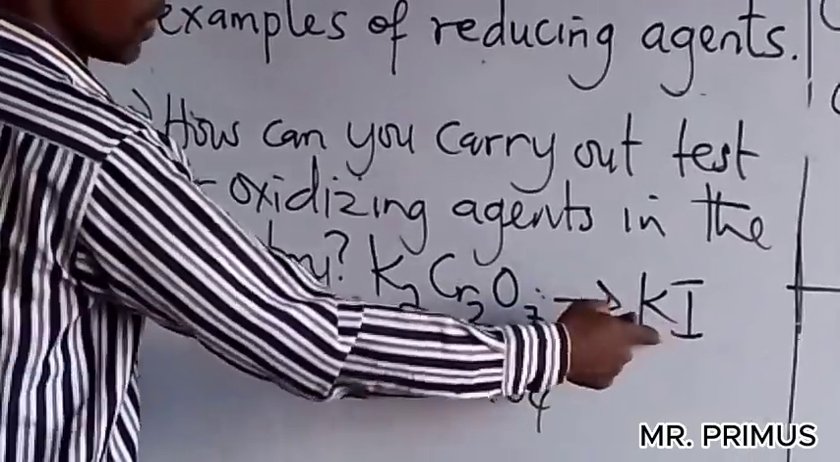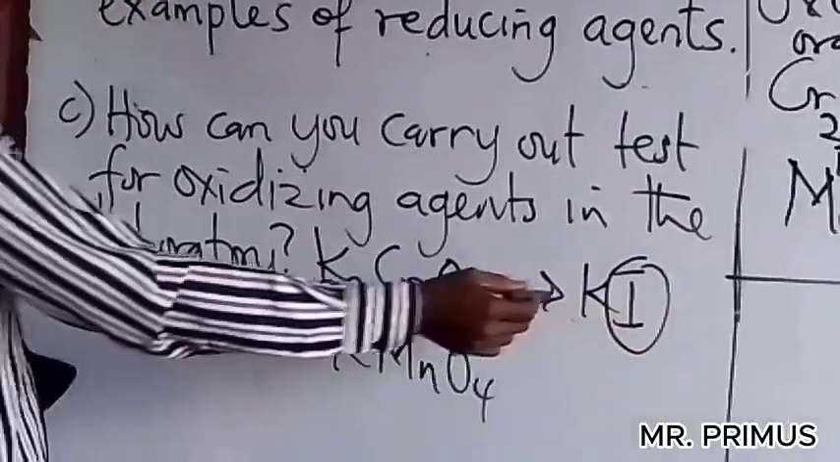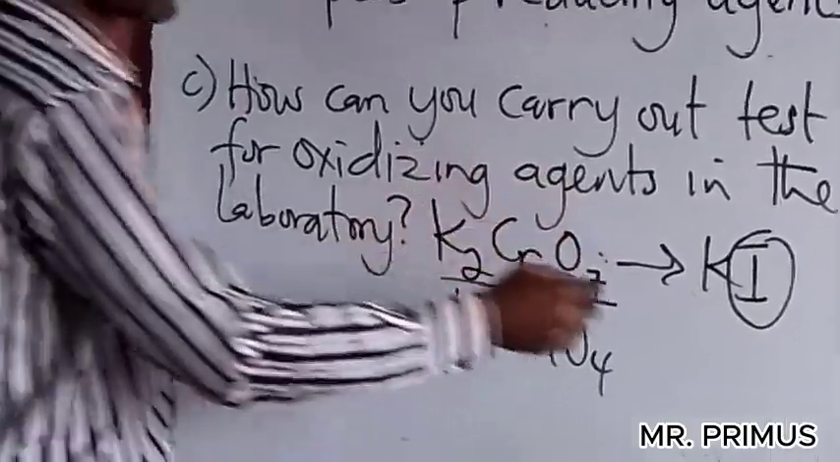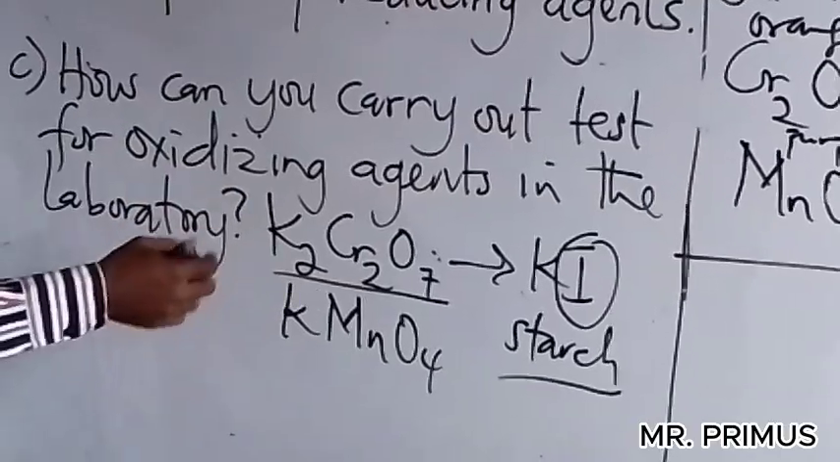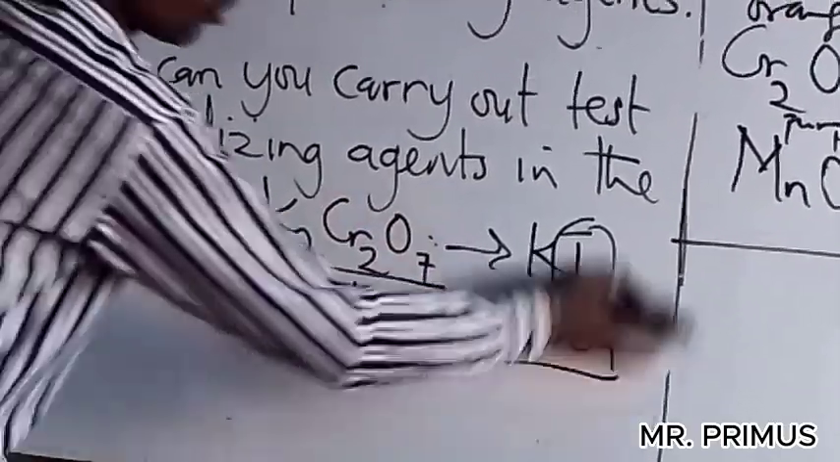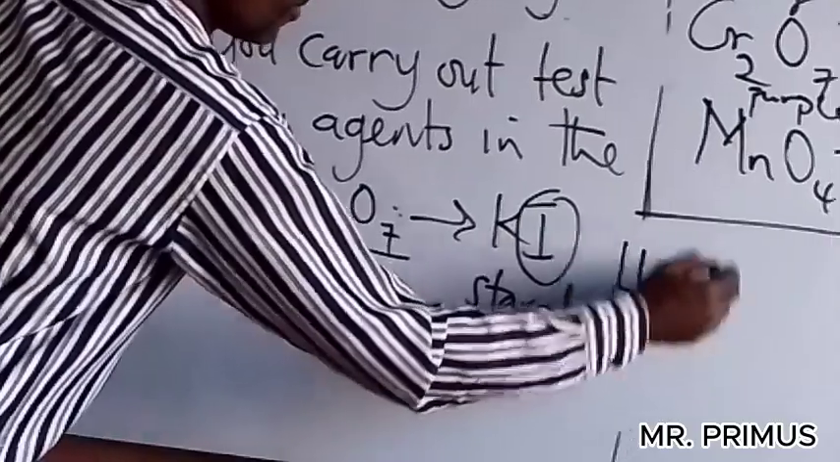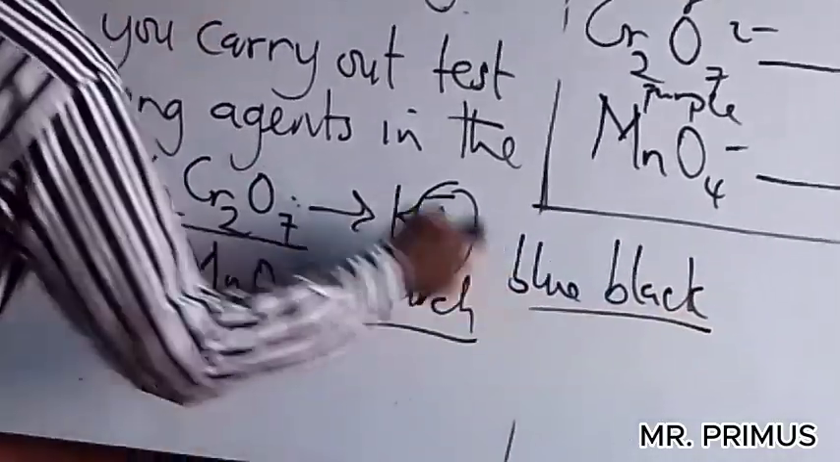This will liberate iodine from this. And to confirm that it's iodine, you now add starch solution. Add starch to it. The color will turn what? Blue-black. That confirms the presence of iodine in this form.